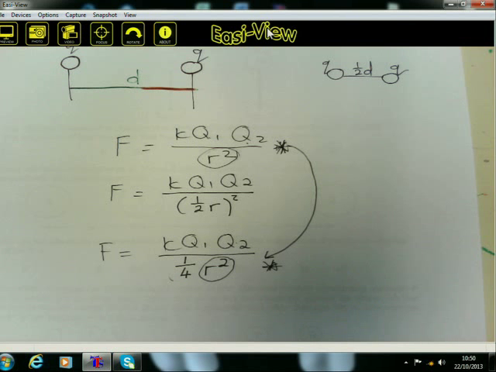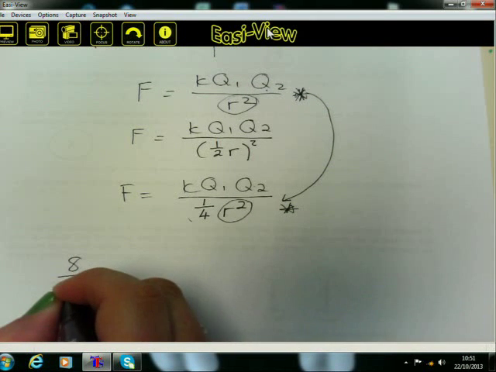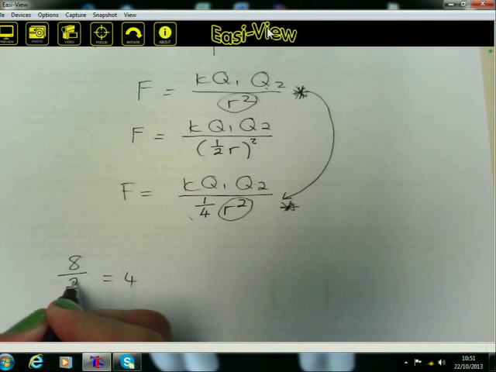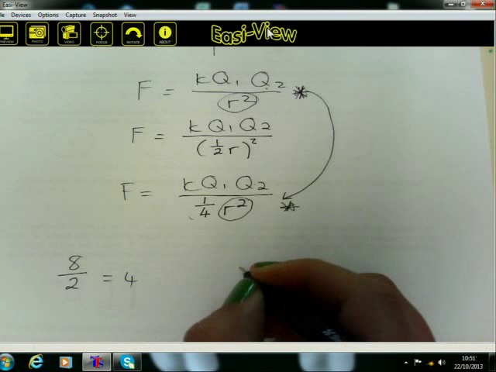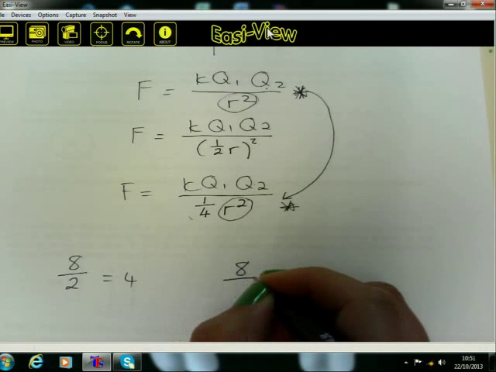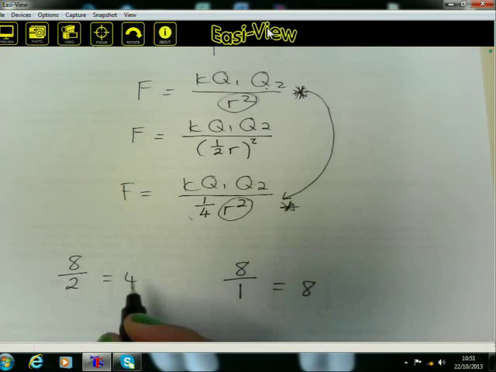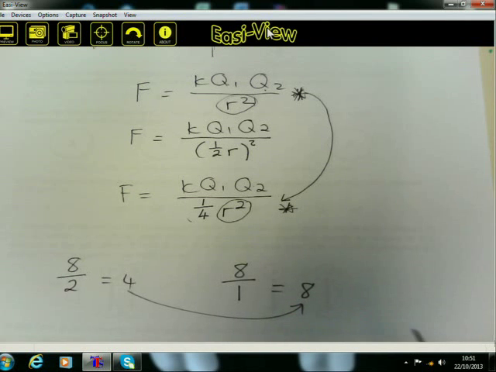Now, if you didn't know that, just imagine taking any value, say 8 divided by 2. 8 divided by 2 is 4. Now, what happens if you divide 8 by a smaller number? Say we divide it by 1. What happens to my answer? My answer gets bigger. So this is a concept that's very important that you must understand.